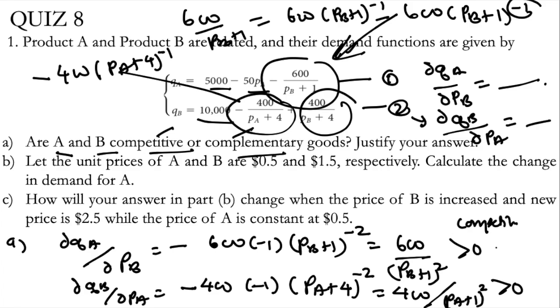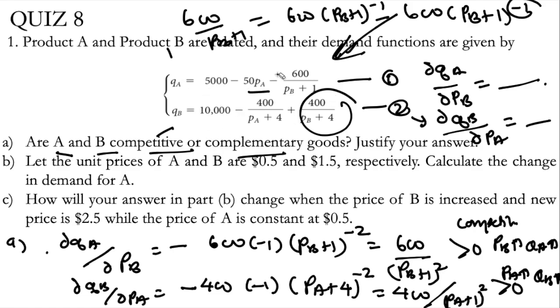Competitive. Why? Because for the first one, when PB increases, QA increases. The second one, when PA increases, QB increases. That means when the price of B is relatively expensive, people buy more of A to substitute B. Same goes for the price of A. If the price of A is more expensive now, people buy less A and more B, because A is more expensive. So they are competitive. Okay, now let me erase the mess first.